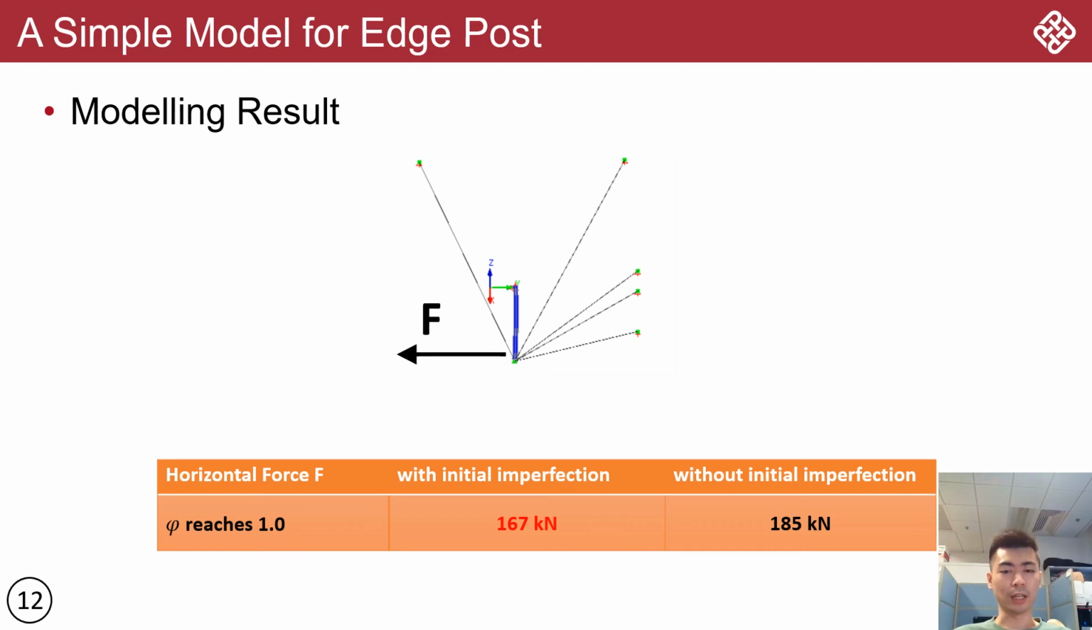This is a modeling result. We have two cases. In the first case, the initial imperfection of the post is included in the analysis, and in the second one, the initial imperfection is not included. We check when phi reaches 1.0, which means buckling occurs. In the first case, when phi reaches 1.0, the horizontal force is about 167 kilonewton. In the second case, it is 185 kilonewton.